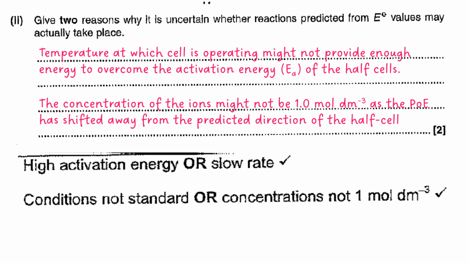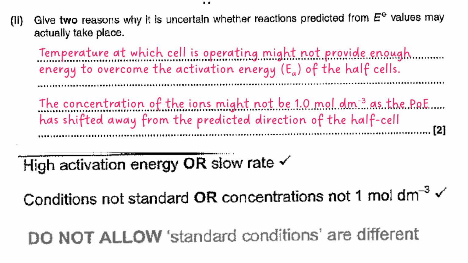So those things are captured in those 2 marking points. Don't write standard conditions are different. Now let's take why that is wrong in a second. Standard conditions relates to specifically 298K, 1 mole per decimeter cubed, and if you're using a standard hydrogen electrode, 100 kilopascals of gas pressure. If you say standard conditions are different, then, well, they're not standard anymore, are they? So it's a contradiction without you realizing, so don't fall into that trap.